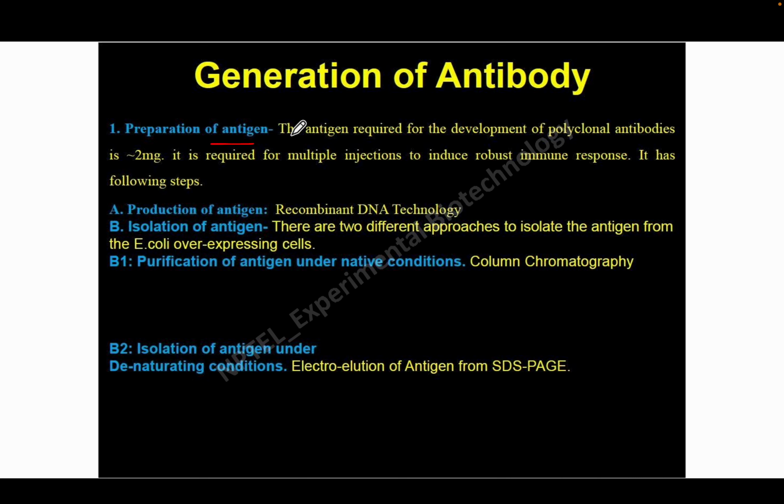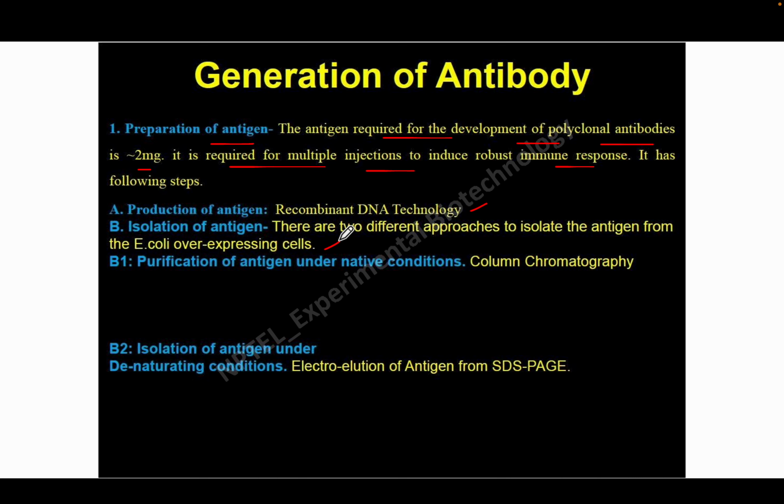So how to prepare those antigens? The antigen required for the development of polyclonal antibodies is 2 mg. It is required for multiple injections to induce a robust immune response. It has the following steps: production of antigen, where you can use recombinant DNA technology, and isolation of antigen. There are two different approaches to isolate the antigen from E. coli overexpression cells.